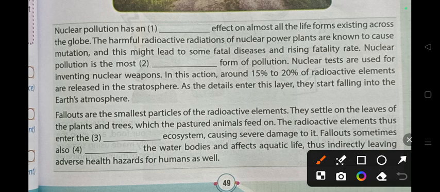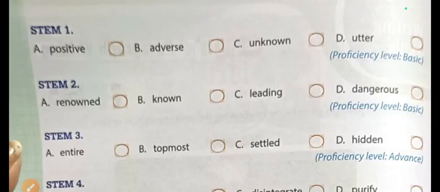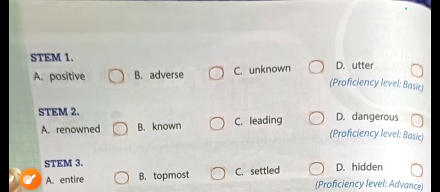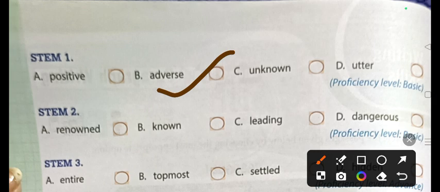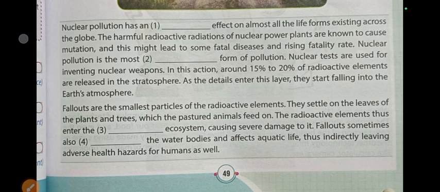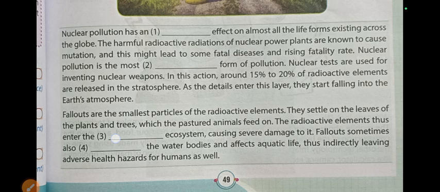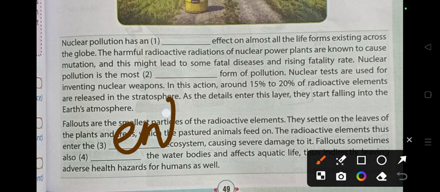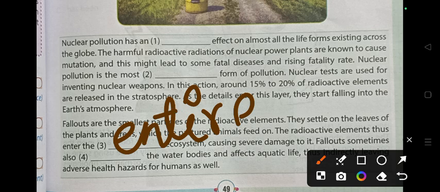So I'll just show you the correct option. So yes, in the first one adverse was correct. The adverse option is correct. In the second one the dangerous option is correct. In the third one, entire. Okay, and just go through the fourth option as well. Let's read the para and find out the correct option. Okay, enter the entire ecosystem. So we'll write here entire ecosystem. Entire ecosystem causing severe damage to it.